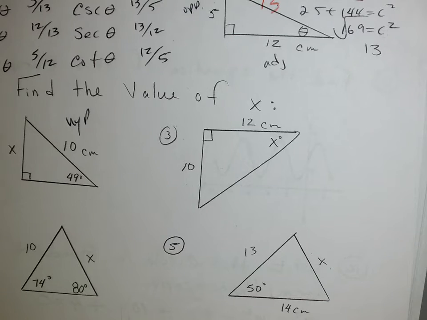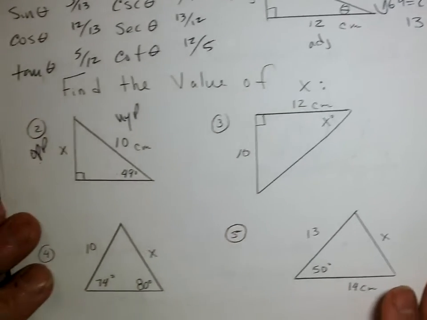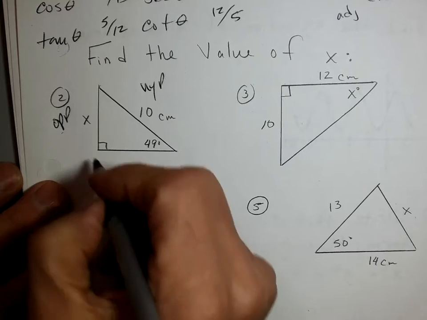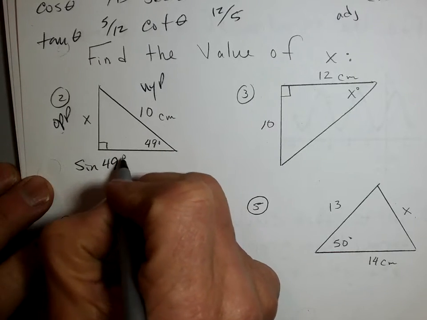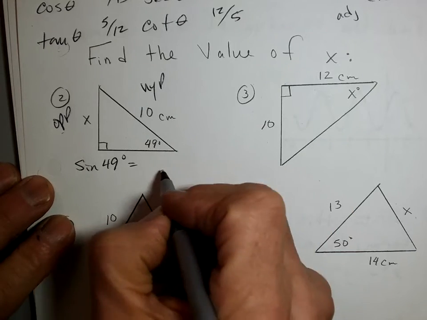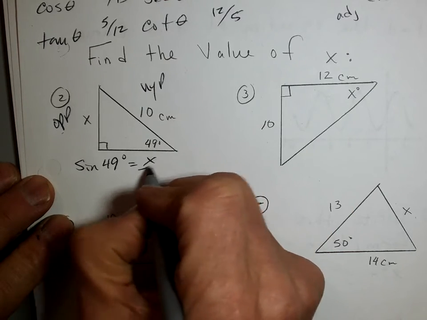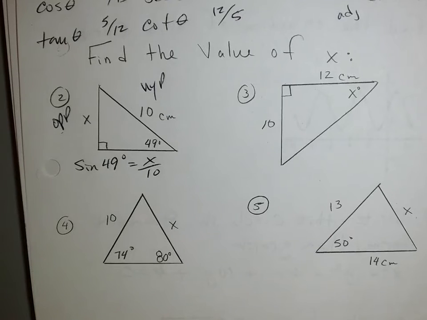So I'm going to set up sine of 49 degrees, because that's my theta, is equal to my x over my 10. That's just using sine theta. Theta is my angle, which is 49, equals my x, which is my opposite, over the hypotenuse.